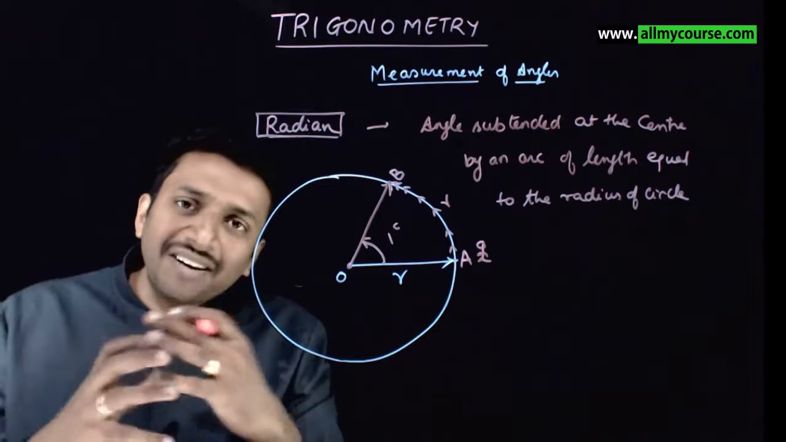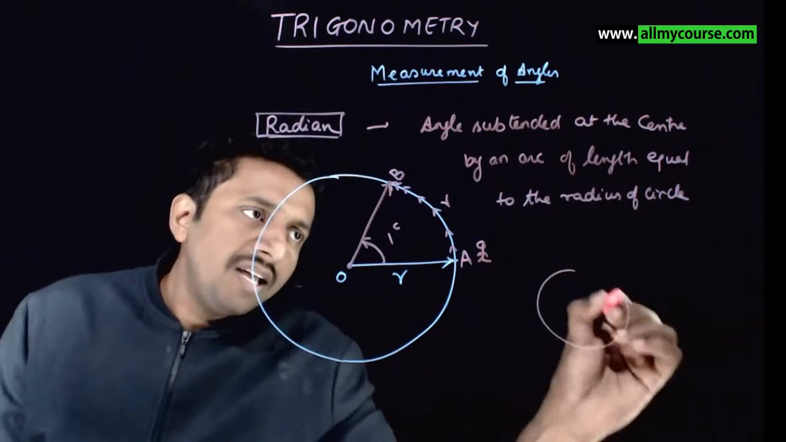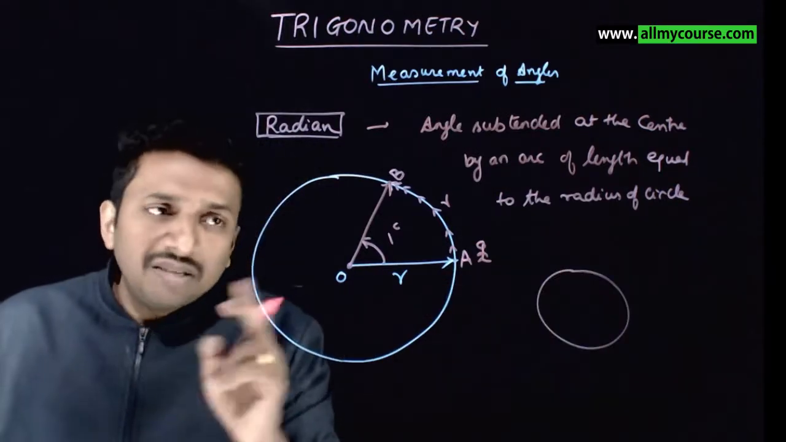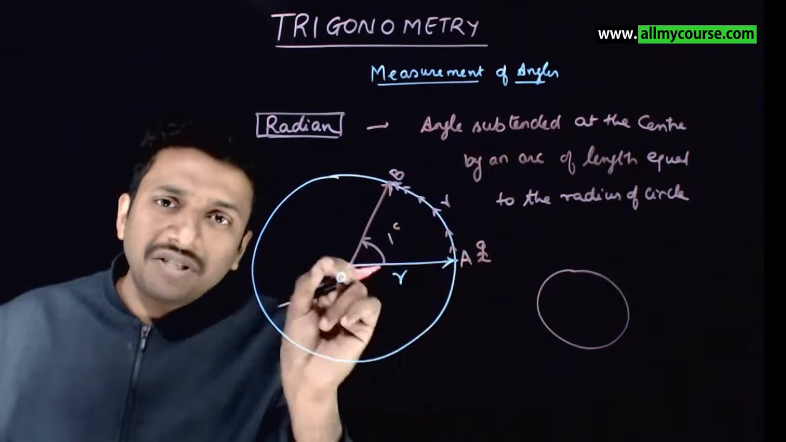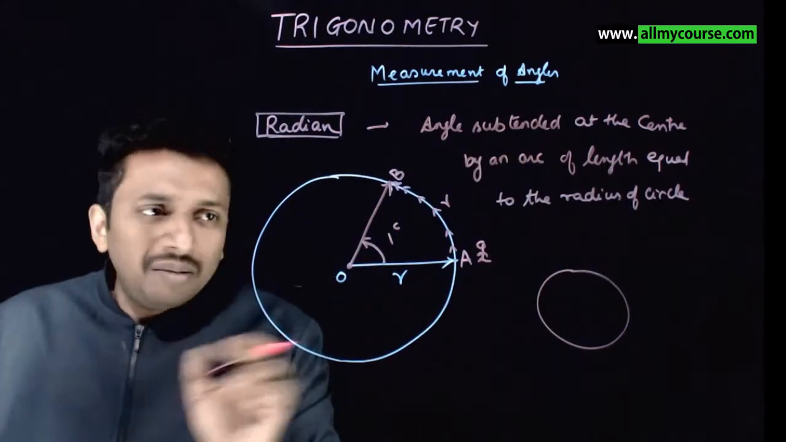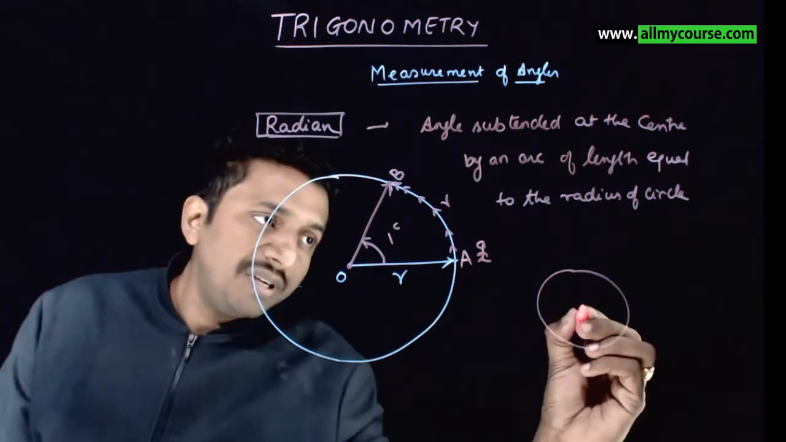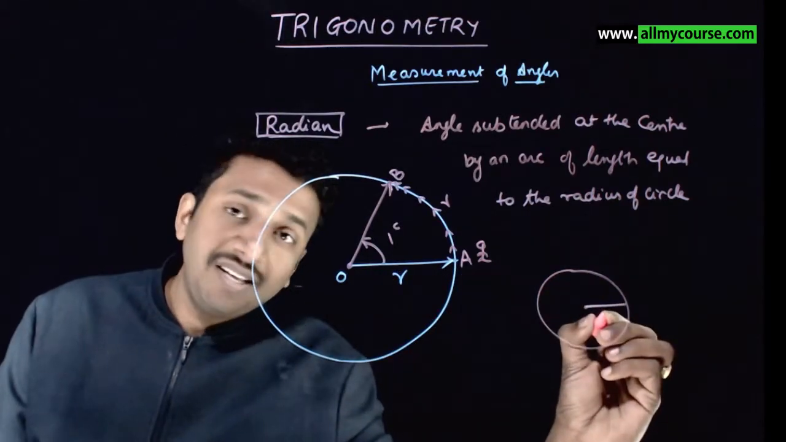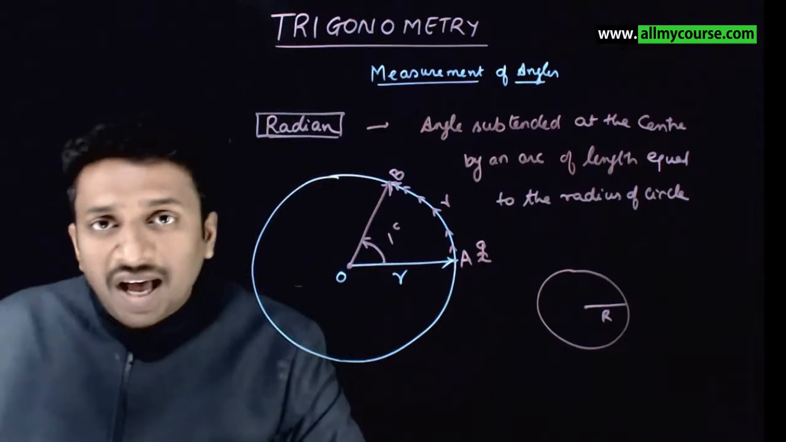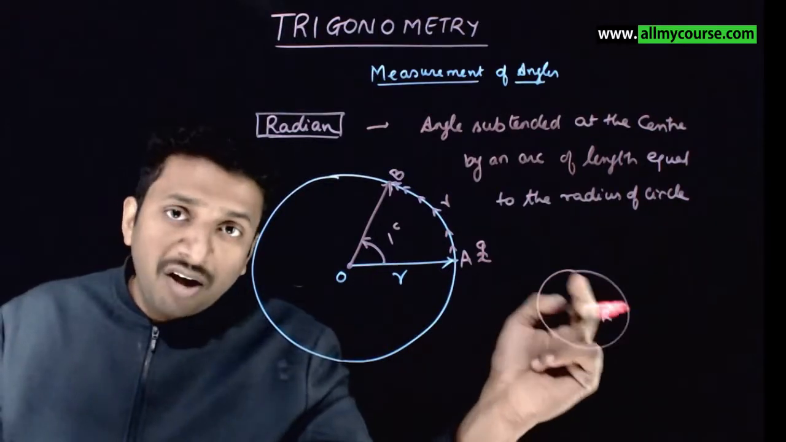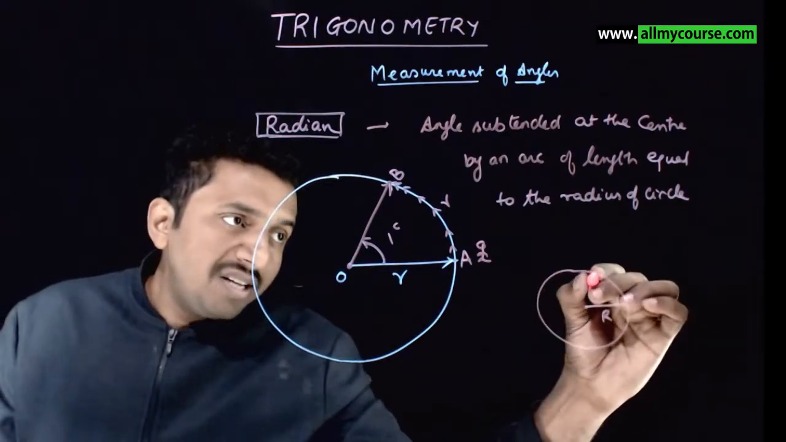You can take any circle, a small circle or a big circle. In both circles, if you apply the definition correctly, you get the same angle. This is a big circle with a big radius. This is a small circle, so it has a small radius, let the radius be capital R. You have to move along this curve only through a distance of r.